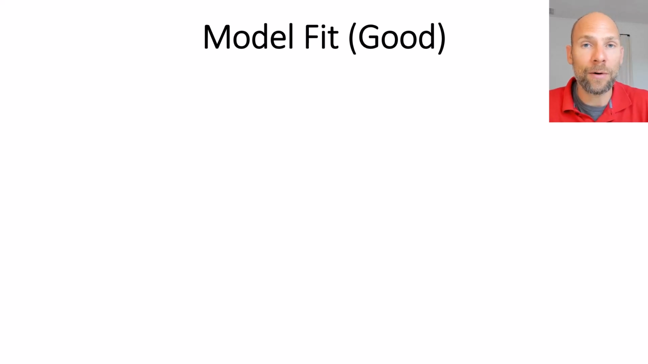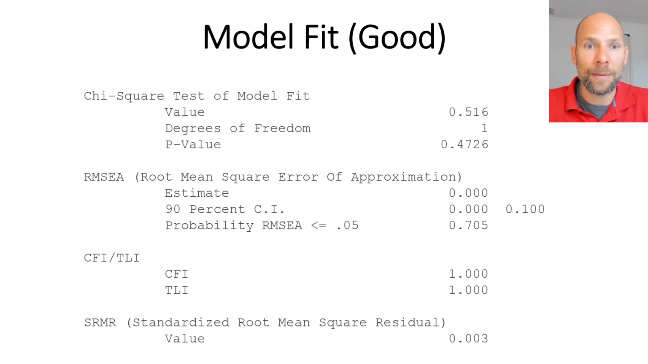And I'm going to use output from the Mplus software. You would find very similar output in other programs such as Lavaan, AMOS, JASP, and so on. So these types of indices are very common and they're found in different software programs. And so here's what it looks like in Mplus.